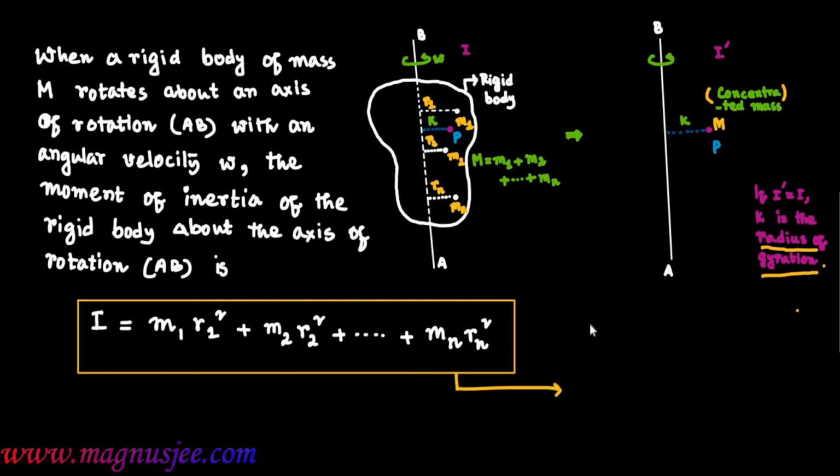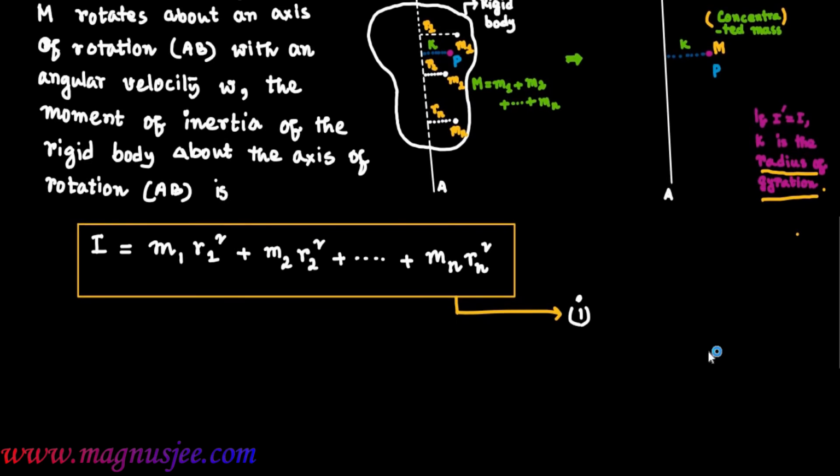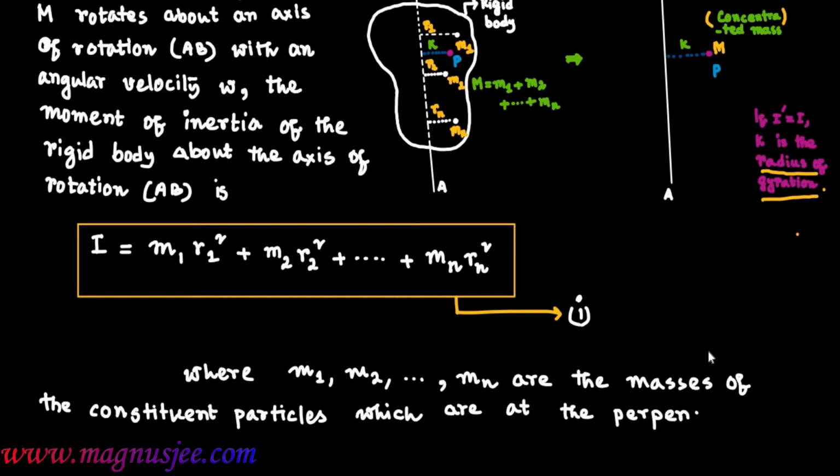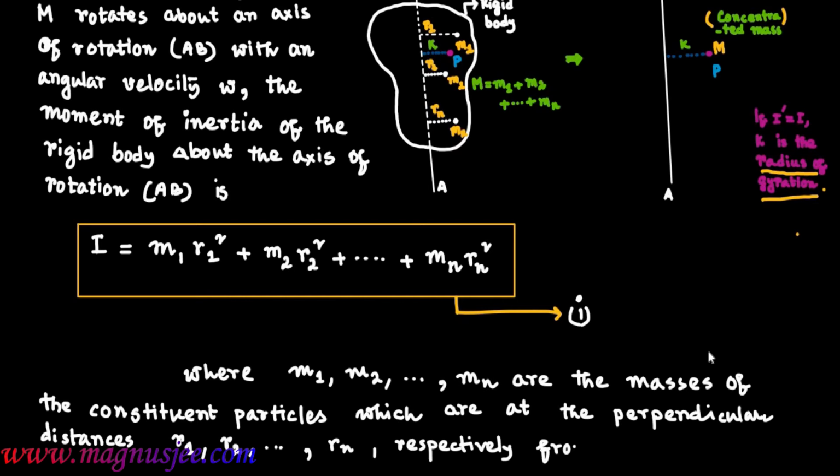So this is equation 1. I equals M1 R1 square plus M2 R2 square plus dot dot dot plus Mn Rn square, where M1, M2, dot dot dot, Mn are the masses of the n constituent particles of the rigid body, which are at the perpendicular distances R1, R2, dot dot dot, Rn respectively from the axis of rotation AB.